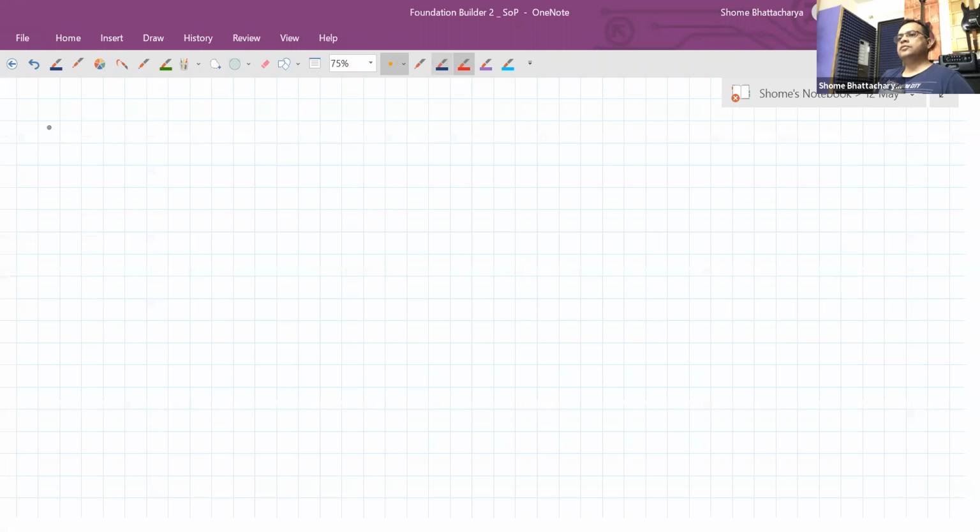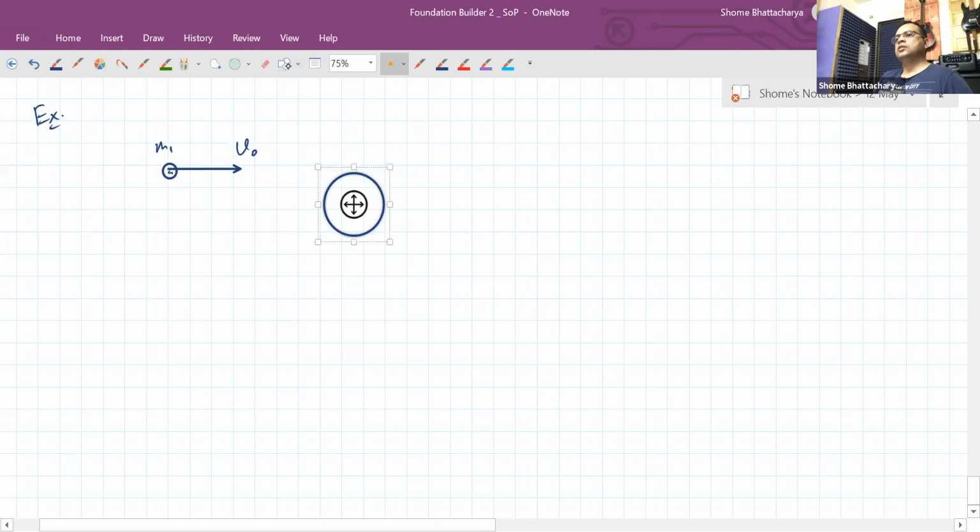Okay, now the next example we have is something like this. There is a smallish particle, which is moving again on a smooth horizontal plane, we'll assume, with a velocity like this. So this is a particle of mass m1 moving with a velocity v0, and then it hits another body, a spherical particle or a disc shaped thing or whatever, which is initially at rest.